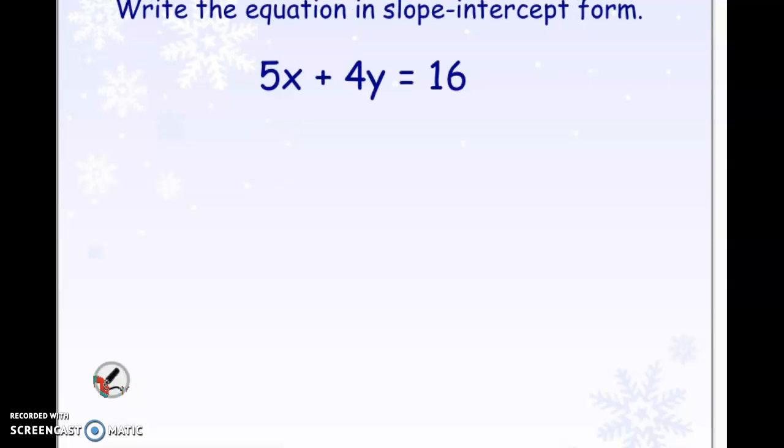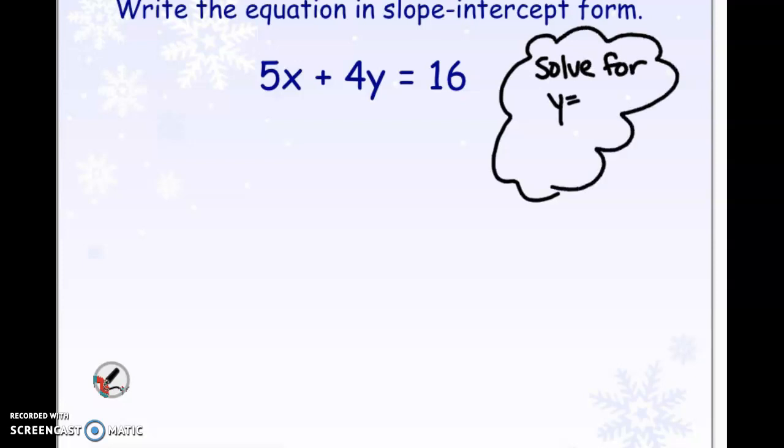Write the equation in slope-intercept form. Another way to think about that is solve for y equals. Get your y alone. That's what that's asking you to do. You can use algebra steps. In this case, I'm going to start by subtracting 5x from both sides. Be careful with your signs and keep those in order. So 4y equals negative 5x plus 16.